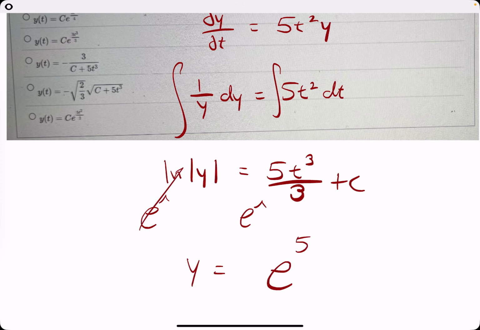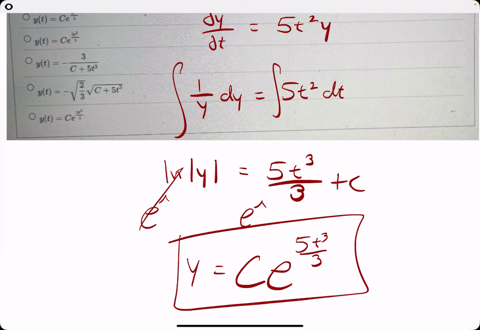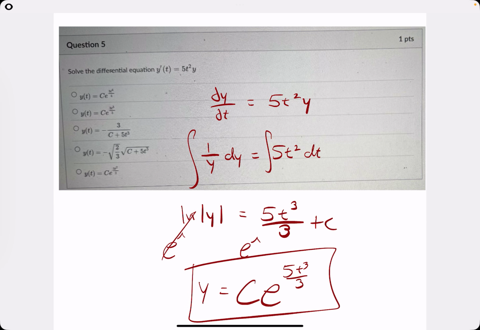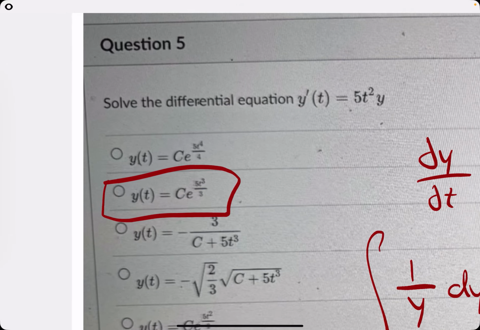You get e to the 5t cubed over 3 plus c, but that c in the exponent could be called e to the c, or you could just call it a big C out in front, which is what they are going to do. So we're looking mainly for the e to the 5t cubed over 3. And that looks like option B.